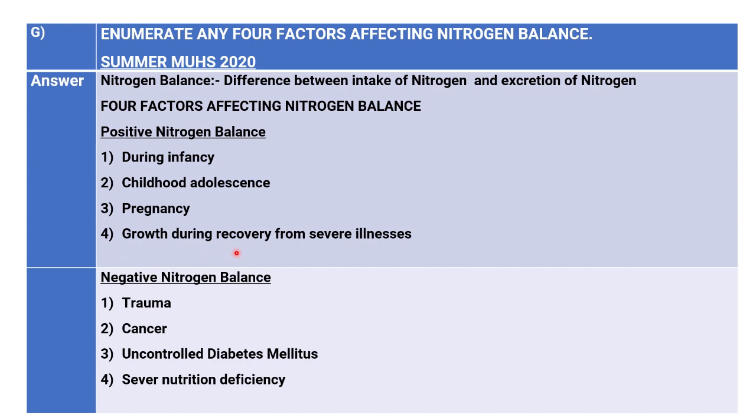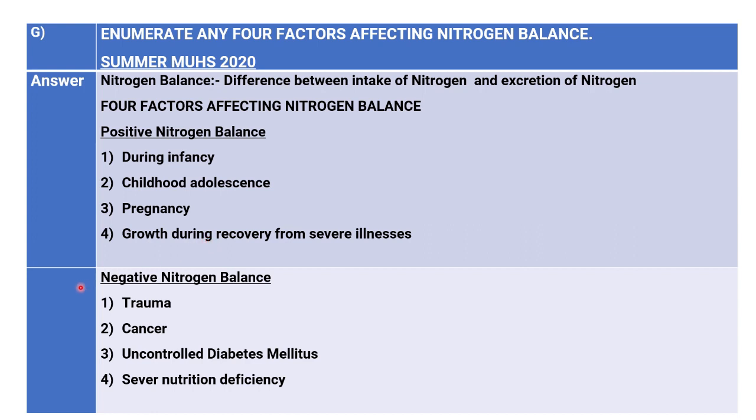Then growth during recovery from severe illnesses. अगर patient chronically ill है, in that condition we commonly give egg protein or amino acid supplementation for the proper growth and development of that patient. During that growing phase, the nitrogen is stored and there is a positive nitrogen balance during recovery from severe illnesses.